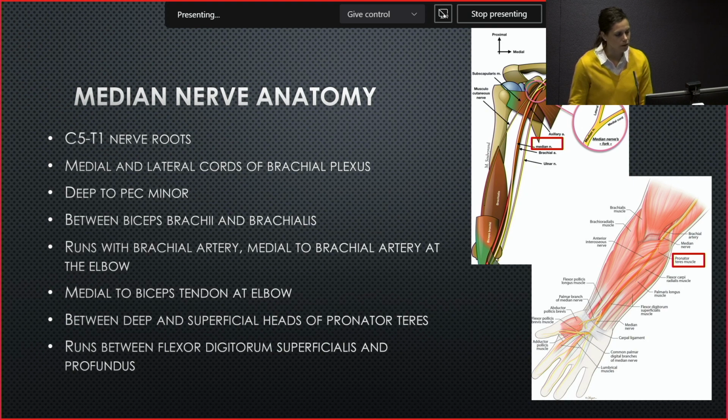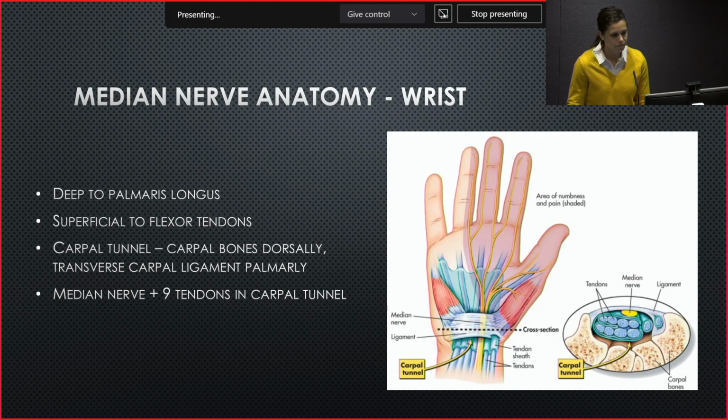It will run under the lacertus fibrosus, and in most people it travels between the two heads of the pronator teres. The anterior interosseous nerve is the motor branch from the median nerve, and it'll branch from the nerve here, and then the median nerve continues distal and running under the fibrous arch of the flexor digitorum superficialis and between the FDS and the flexor digitorum profundus muscle bellies down to the wrist.